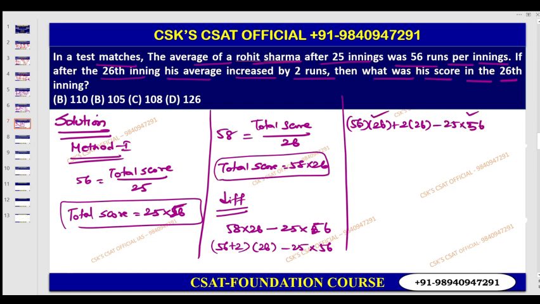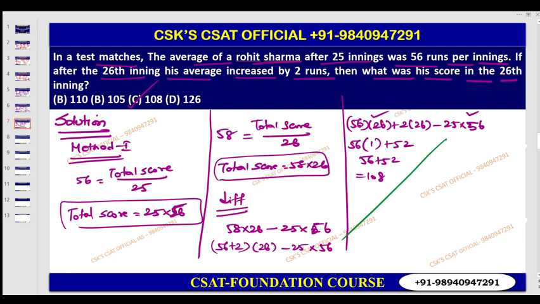Now check these two. Can we take 56 as common? If it is common, then 26 minus 25 becomes 1. So therefore the other part is nothing but 52. So 56 plus 52 becomes 108. That's it. Okay, so this is method 1.